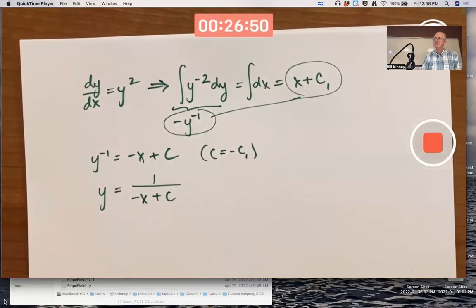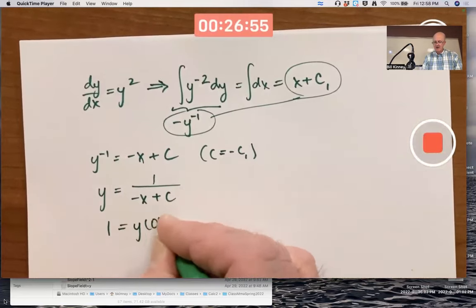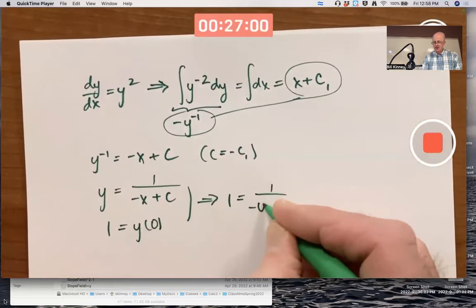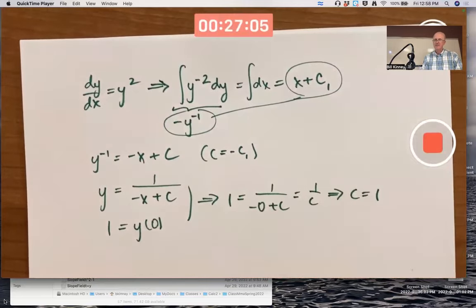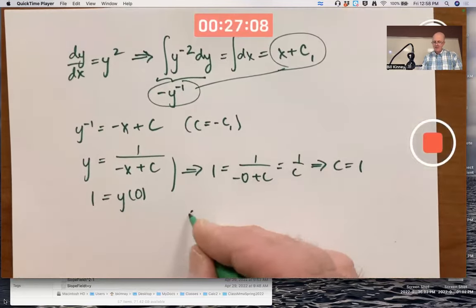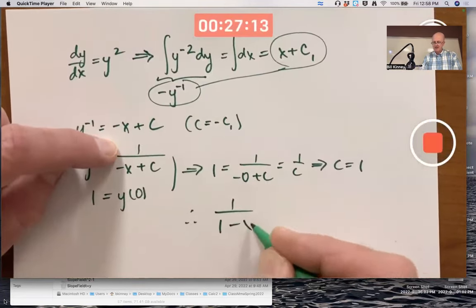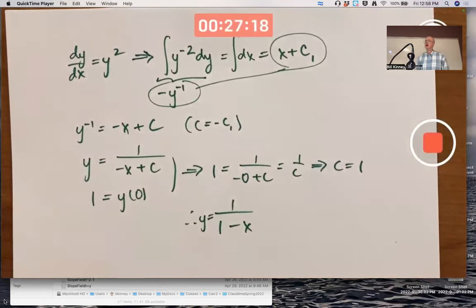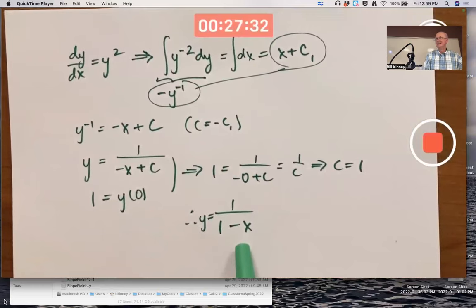This is looking good, isn't it? Use the initial condition. y is 1 when x is 0. To substitute, 1 equals 1 over (-0 plus c), which is 1 over c, and therefore c is 1. Therefore, replacing c with 1, I can write the solution like this. Same answer we got with the power series. This function, in a sense, does solve the differential equation for all x except 1.